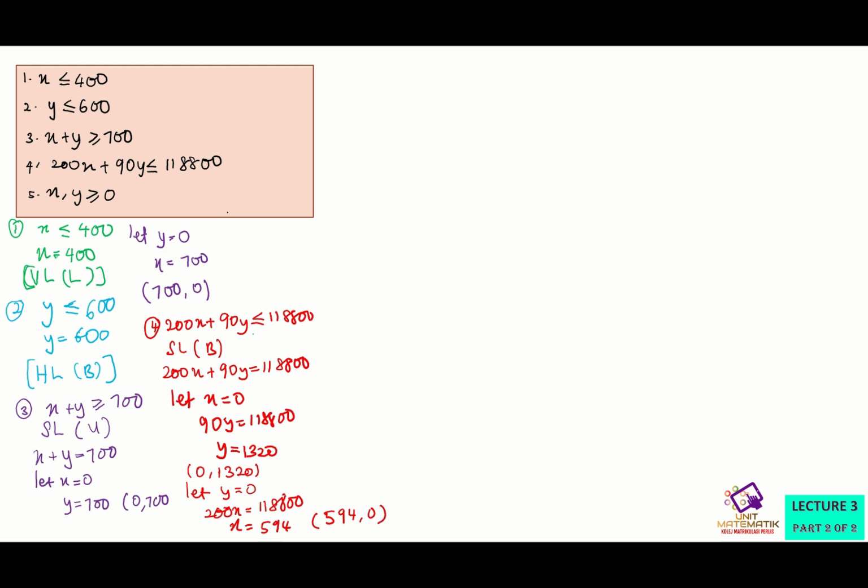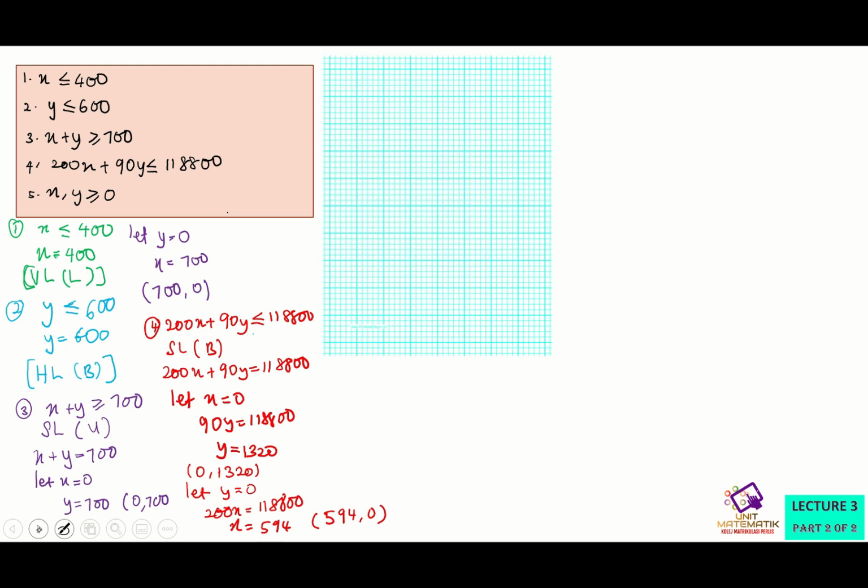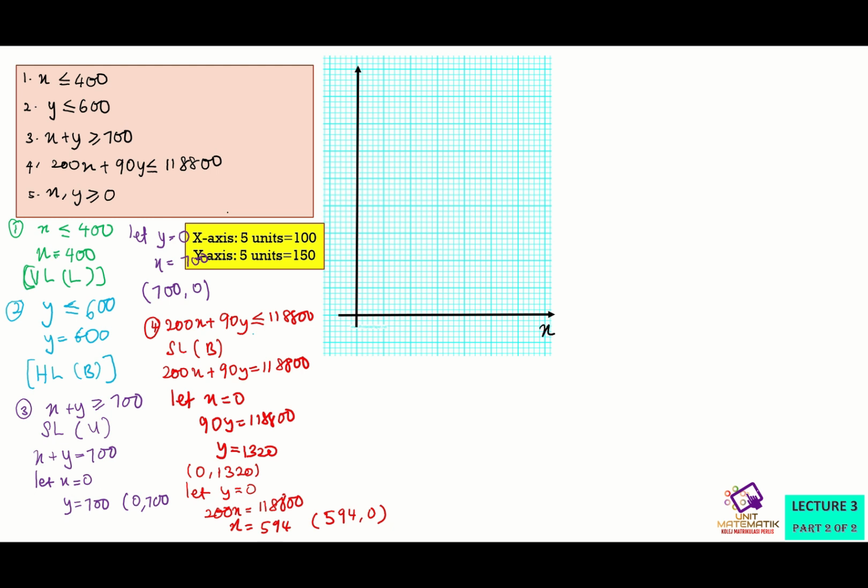Okay, and then we need to decide what scale that we need to use. Prepare your graph paper first. So these are the scale where for x-axis 5 units equals to 100, your y-axis 5 units equals to 150. Please revise how to find the reasonable scale so that your graph is good. Alright, draw your axis, x, y, and then your scale. For x-axis, this is 100, 200, 300, 400, 500, 600, and 700. Make sure you label your graph, okay?